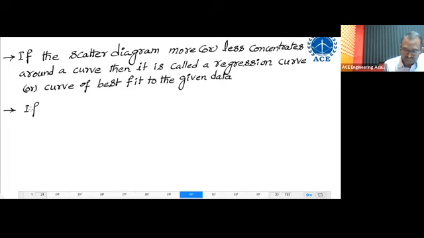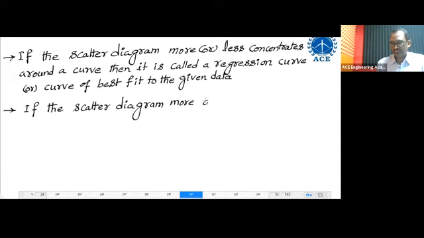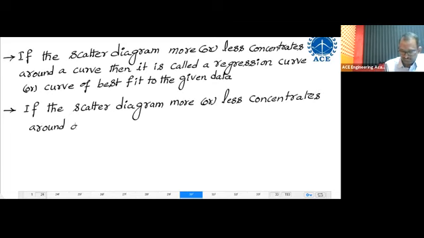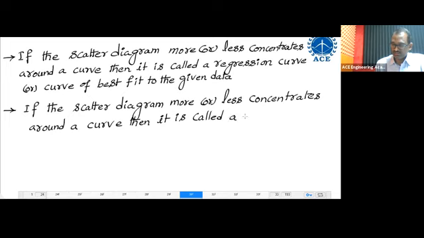Write down. If the scatter diagram more or less concentrates around a line, then it is called a regression line.